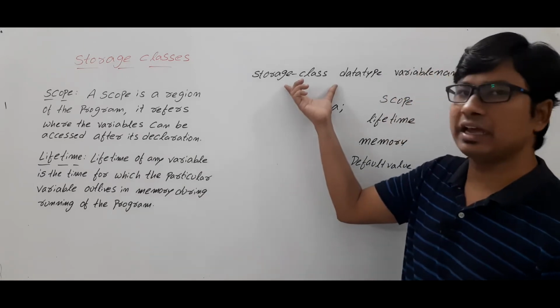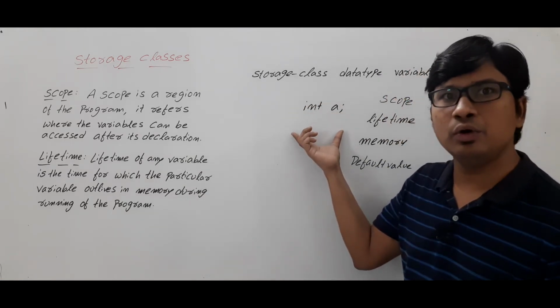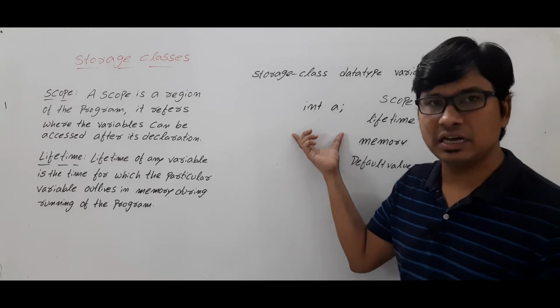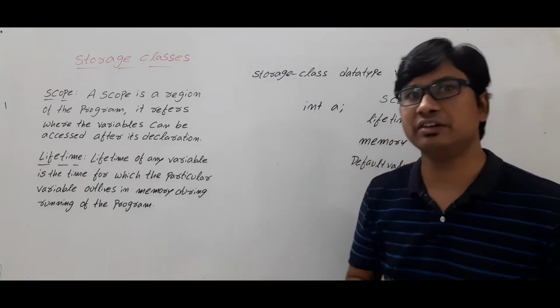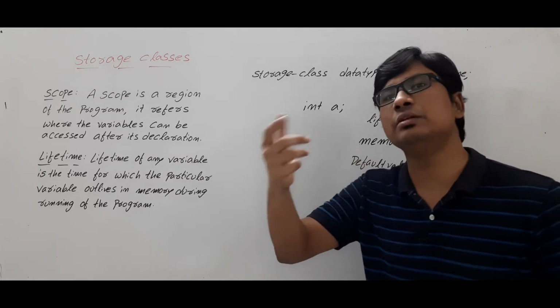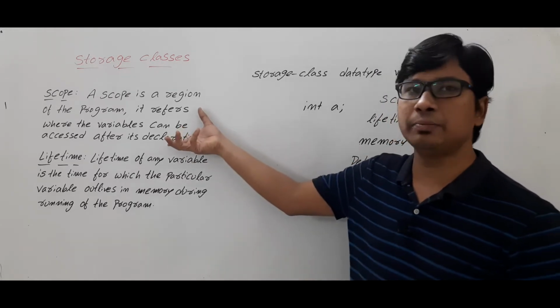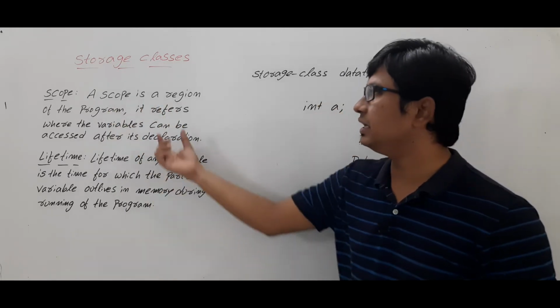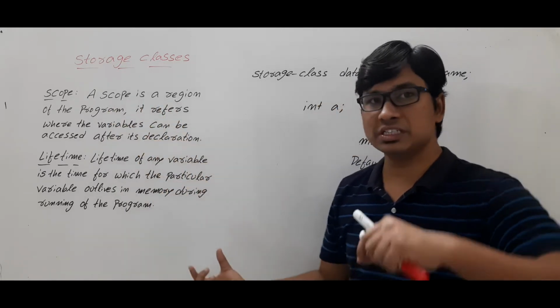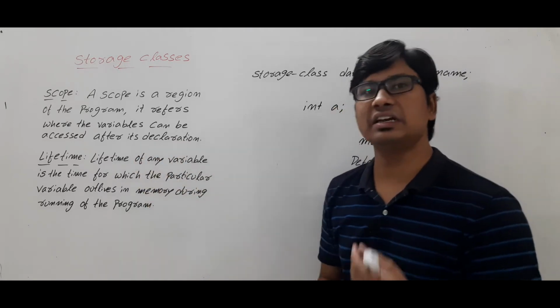Suppose I have declared a variable. Now where can I access it? Can I access it in the entire program? Can I access it only inside a function, or can I access it within a block? That will be specified by the scope of the variable. So scope is a region of the program. It refers to where the variables can be accessed after their declaration.